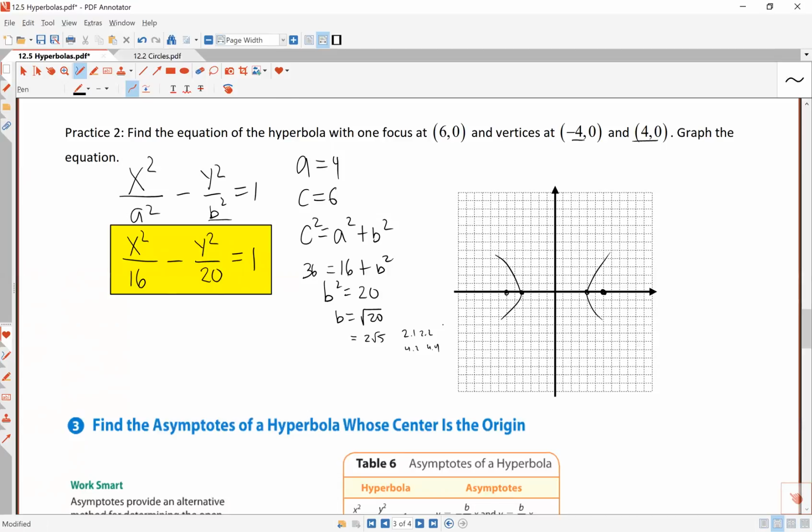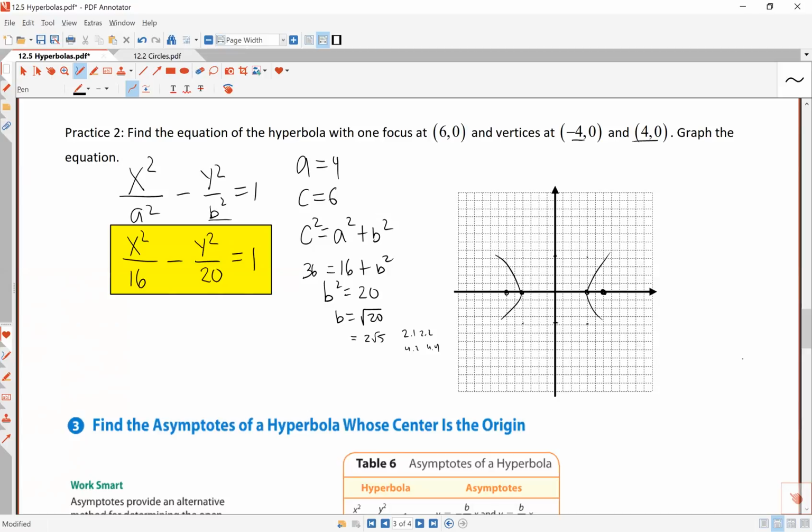But to graph it, I need to know that b is the square root of 20, or 2 square root of 5. The square root of 5 is about 2.2, so 2 times that is about 4.4. So in the y direction, we're going to go up around 4 point something. Where these meet, we like to draw a little box. This is going to be explained further in Objective 3, when we find the asymptotes of a hyperbola that is centered at the origin.